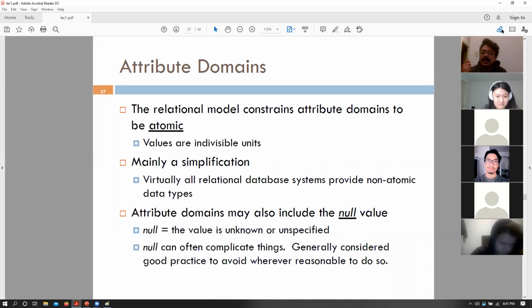That means that I cannot compare two null values. I cannot say that if this is equal to null and this is equal to null as well, or both of these are null. I cannot say that, right? Those cannot be compared. Null values can often complicate matters for the most part. So generally, it is a good practice to avoid null values as much as possible when we are designing our models. Okay.